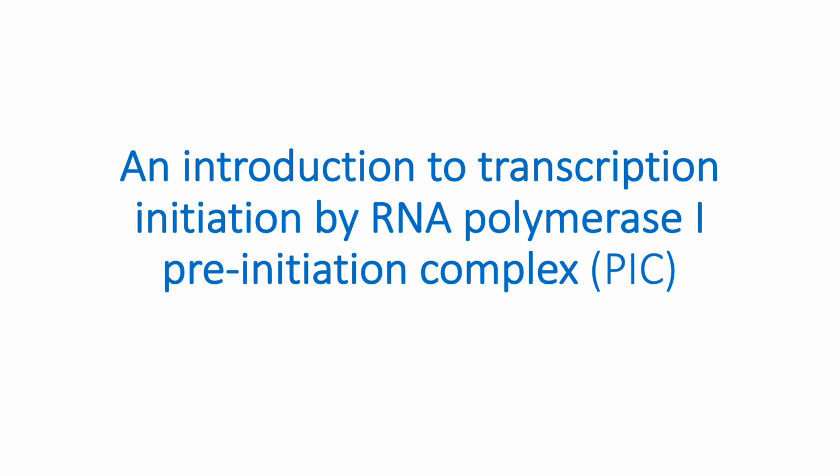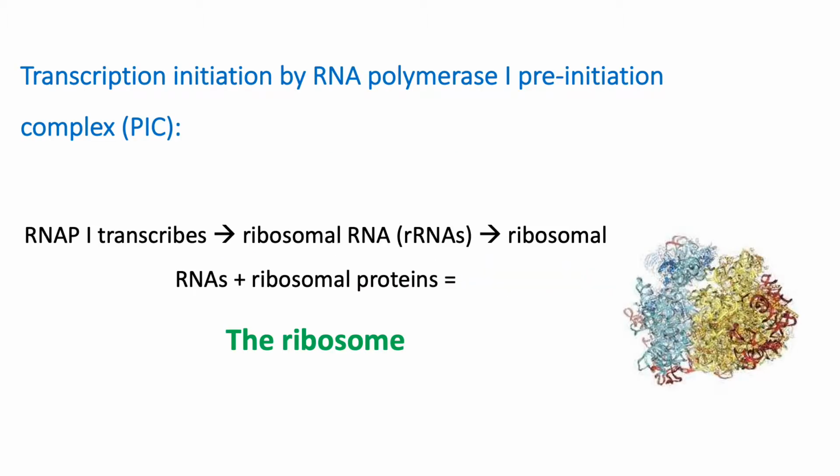Hi everyone, this video is about eukaryotic transcription initiation by RNA polymerase I pre-initiation complex. RNA polymerase I transcribes ribosomal RNAs. Ribosomal RNAs, along with ribosomal proteins, are components of the ribosome.